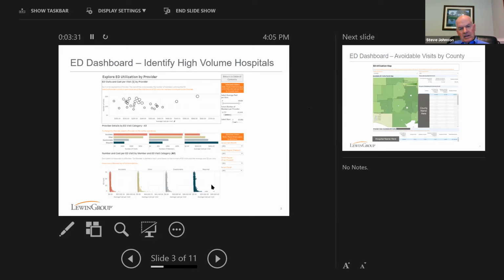We found instances where members have gone to the hospital over 350 times during the year to receive care in the ED. And so that's kind of the starting point, just to understand what utilization looks like.